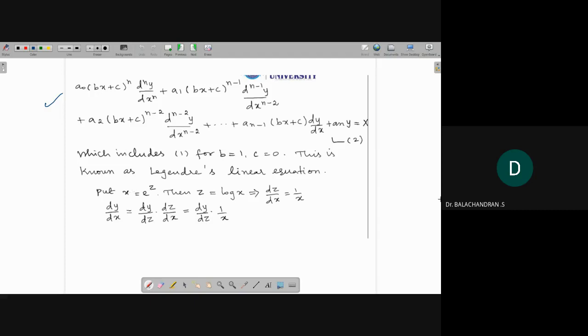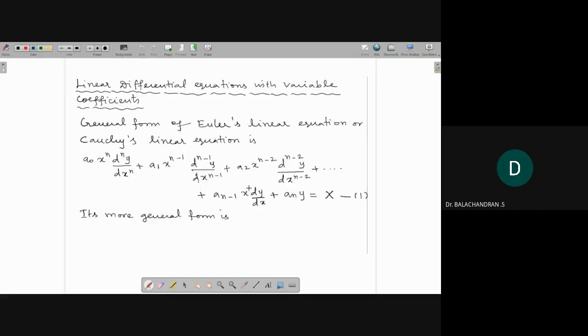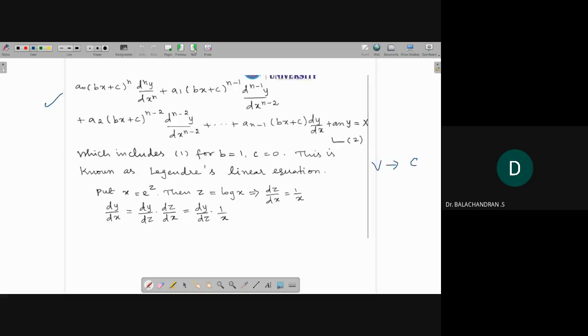Now the main idea is here. First, you should convert the variable coefficients to constant coefficients. Once you convert them by using a substitution, then you know the method of how to solve. For this, the substitution x is equal to e power z will help us to convert the variable coefficients into constant coefficients. Now I am going to convert the Euler homogeneous linear equation into constant coefficients. For this I am going to deal only with equation 1 now. Later I will tell you when I take equation 2.